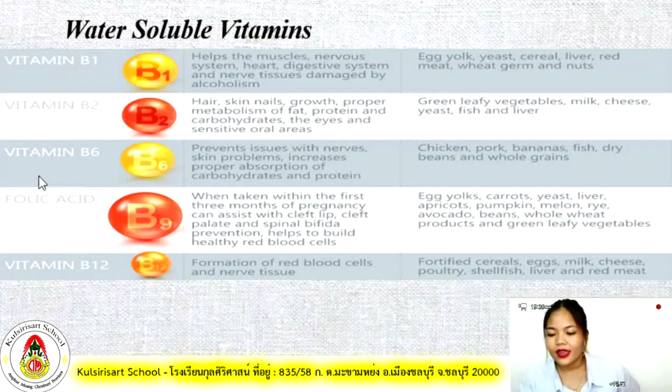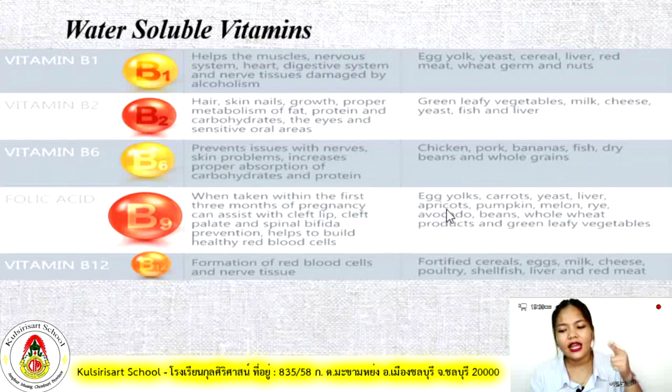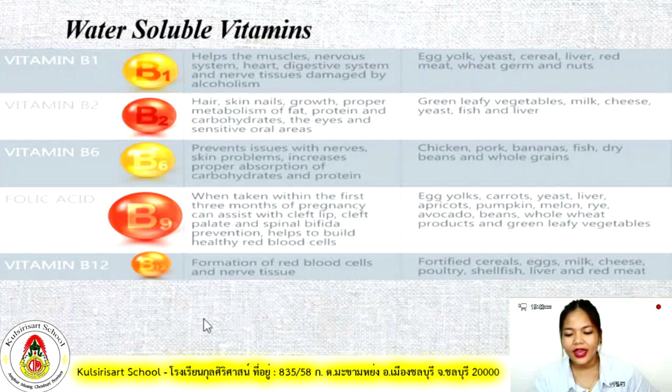Okay. It can be found in foods like egg yolks, carrots, yeast, livers, apricot, pumpkin, melon, rye, avocado, beans, whole wheat, green leafy vegetables. Okay, and the next one is vitamin B12.